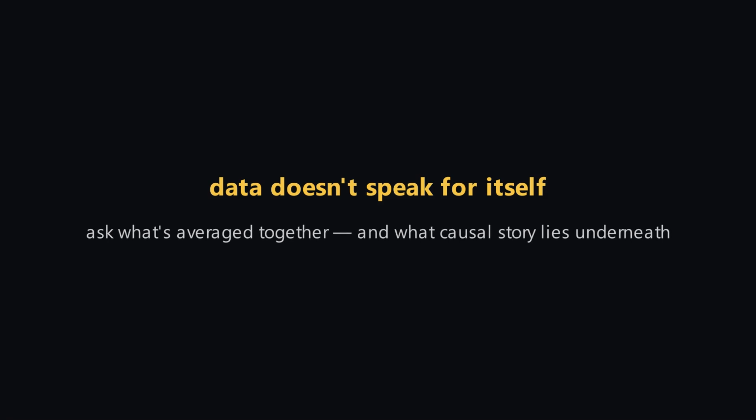Data doesn't speak for itself. The way you slice it shapes the conclusion. Always ask what's been averaged together and what causal story lies underneath. Simpson's paradox is a warning written in plain arithmetic. The whole can disagree with every one of its parts. So the next time a statistic feels obvious, pause and ask what's hidden in the mix.